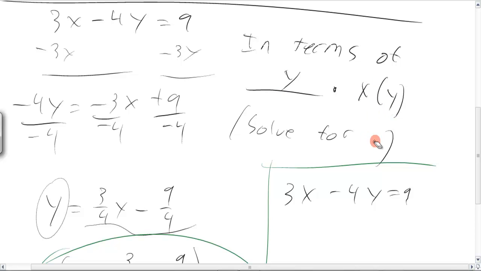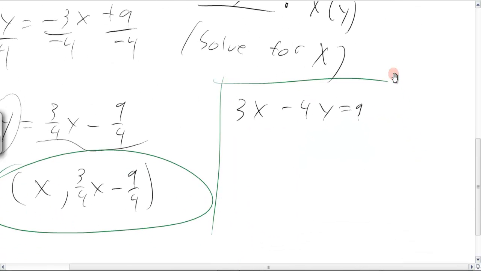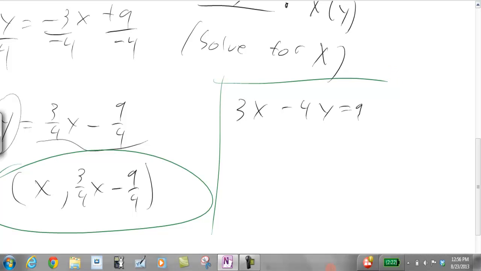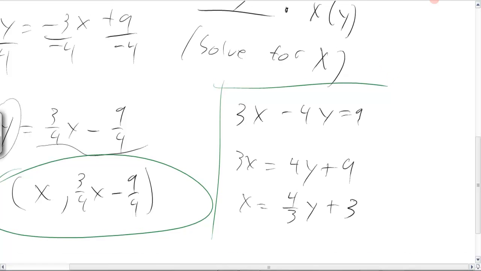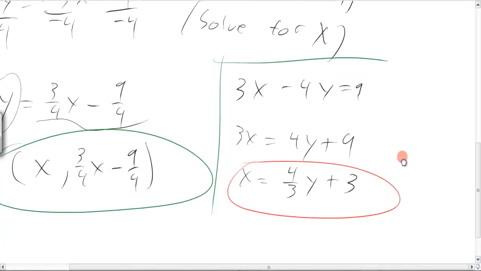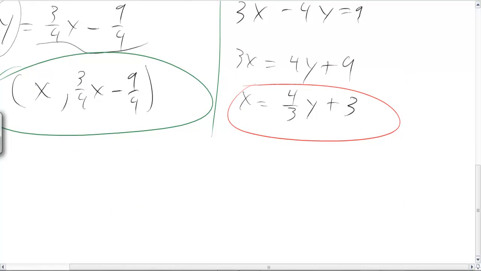So again, now we're just going to switch what we're solving for. Instead of solving for y, now we're going to solve for x. Same process, so I will pause the video and jump to the answer. There we go. Now you can see the answer is written in terms of y, meaning you pick a y and it'll spit out an x. So our ordered pair would be written as 4/3 y plus 3, comma y.